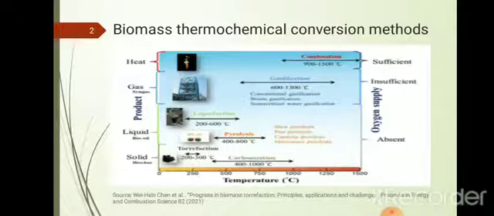Then we have liquefaction and pyrolysis. In pyrolysis we get bio oil, and its temperature is 400 to 800 degrees Celsius. It is carried out with very little oxygen or in the complete absence of oxygen. And we have torrefaction and carbonization. Torrefaction is also carried out in the absence of oxygen, and we mainly get solid biochar. This is the overall picture of thermochemical conversions, and in this we are going to discuss combustion.